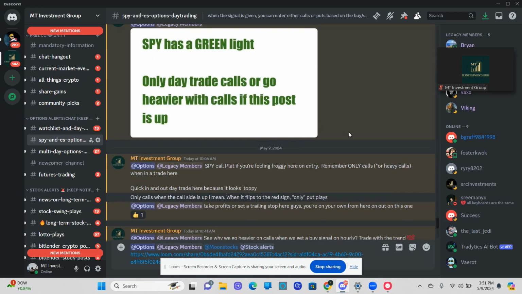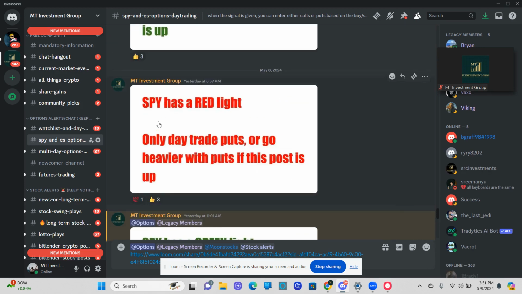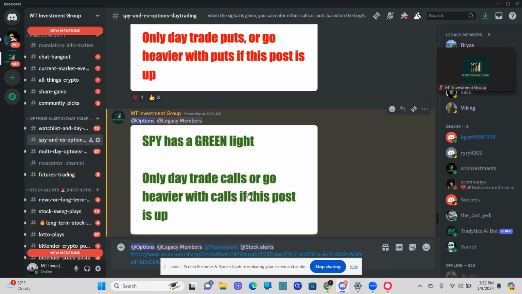So when you have a green light up, you are clear to trade calls or go heavier on calls. That means the market's bullish and you should trade bullishly off the 5-minute chart as I teach. When there's a red light up, then you should day trade puts, and puts only, or go heavier on puts if you want to play some lottos. But understand that whatever way is up, so if I have a red light up, then you should go heavier on puts or only play puts. Green light, only trade calls, or go heavier on calls.